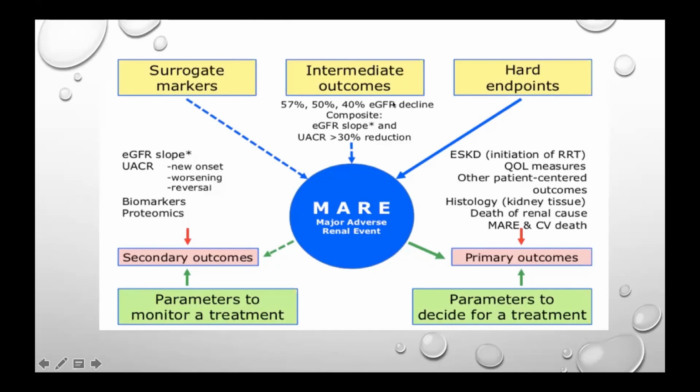You may be looking at surrogate markers, intermediate outcomes, and hard endpoints. Among the surrogate markers, intermediate outcomes can be the decline in eGFR, the eGFR slope, and the UACR. Hard endpoints would be ESKD, initiation of RRT, quality of life of patients, histology of kidney tissues, death from renal causes, major adverse renal outcomes, and cardiovascular death. So a lot of data may be generated for a lot of drugs in the near future.